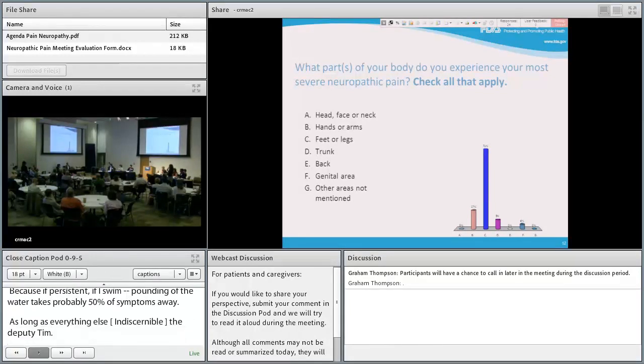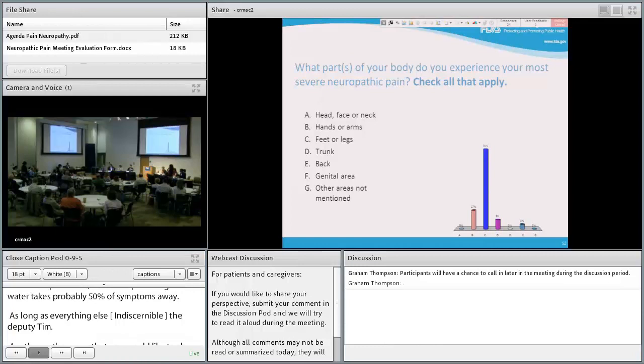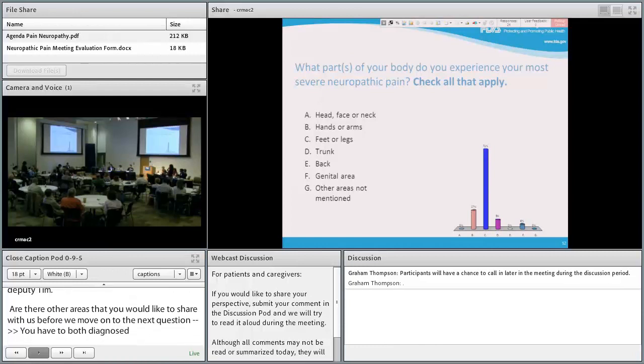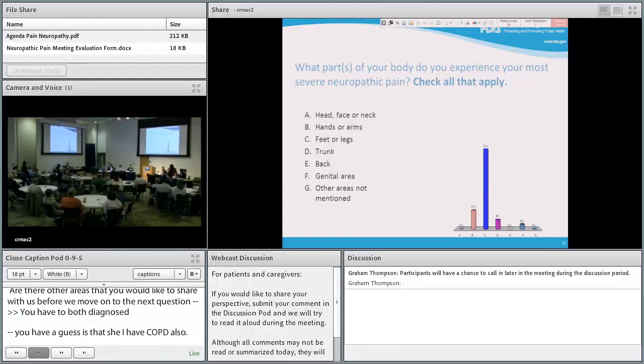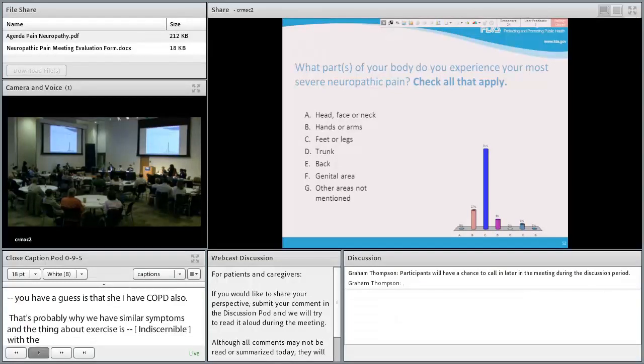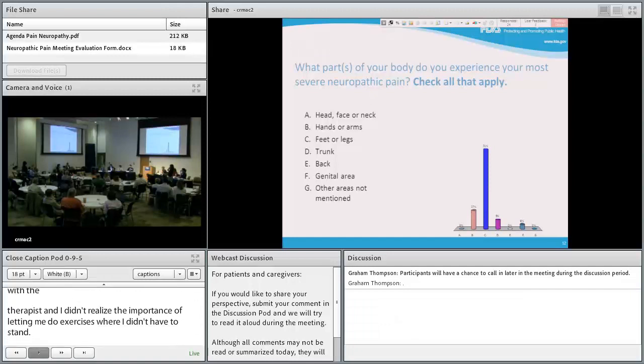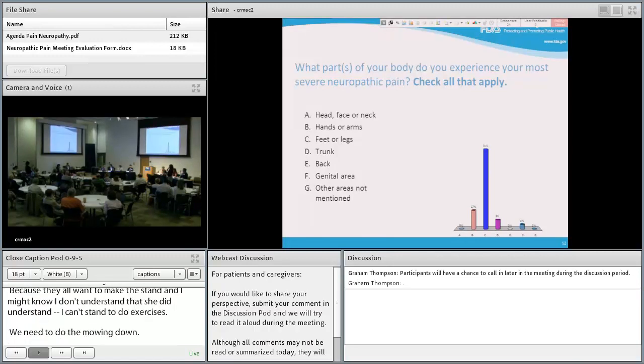Yes. You asked about diagnosis. I have CIDP too. That's probably why we have such similar symptoms. And the thing about exercises, I went to a physical therapist and I made him realize the importance of letting me do exercises where I didn't have to stand, because they all wanted to make me stand. I'm like, no, you don't understand. I can't stand. I won't stand and do exercises. We need to do them laying down. I need to be able to work every muscle in my body laying down, and it works great.